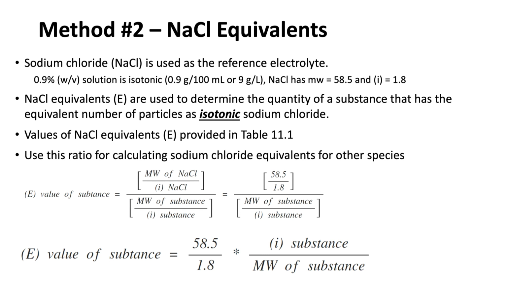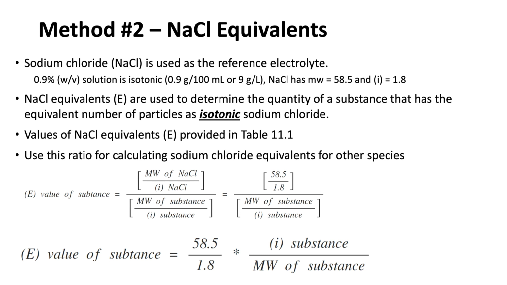However, you can calculate your own E value. Okay, and this is kind of an important thing to be able to do for the test. It's something you might need to do. And I'm going to skip the derivation. So the middle part of this slide gives you kind of the derivation of this, but let's just drop down to the bottom. What you need to know to be able to calculate the E value of any chemical is this: take the number 58.5 divided by 1.8, then multiply it by a fraction that consists of your I value for your substance on top, so the dissociation factor for your chemical, divided by its molecular weight. Okay? And so that's typically how you would do that.